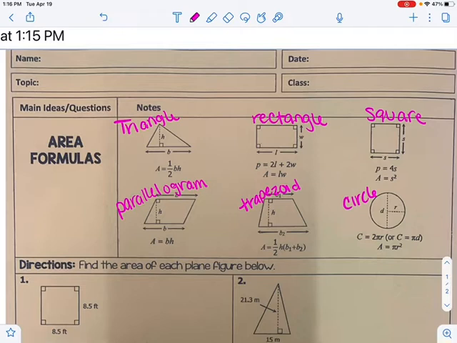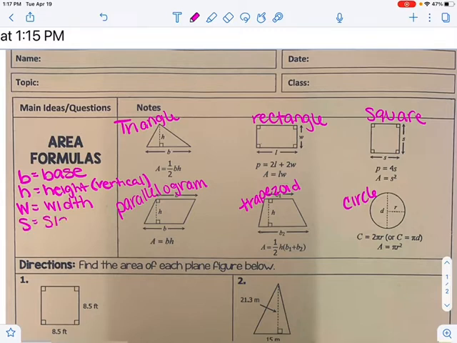Whenever you see a B in the formula, B is for base. If you see an H, that's for height, and it's the vertical height, not a slant, so straight up and down. W stands for width. S for side. And obviously we know R is radius. We just used that one in our last unit.